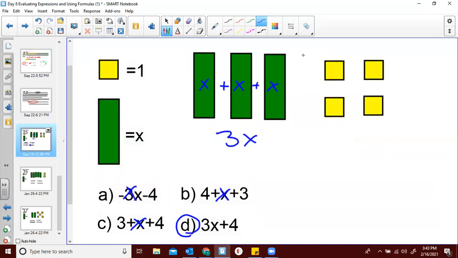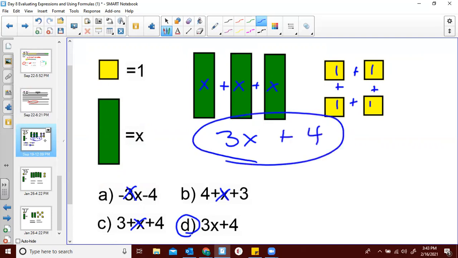But let's just finish this off. Here we have a 1, a 1, a 1, and a 1. And remember, we're adding all of these, right? These are all adding together. So that's going to give us a positive 4, and that would be D.